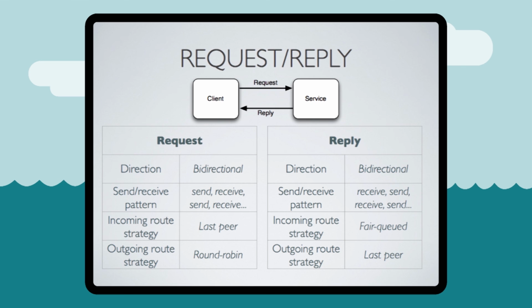So request reply, I'm not going to spend too much time on this. I think, again, we all understand what they are. They're bidirectional. You send, receive, send, receive, send, receive. That's exactly what request reply does. In 0MQ particularly, a request does round robin, and reply is the last peer outgoing strategy. Messages come in, messages go out. As Bill O'Reilly says, you can't explain that.